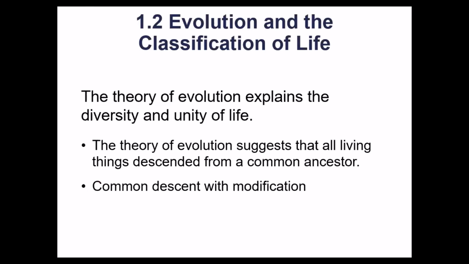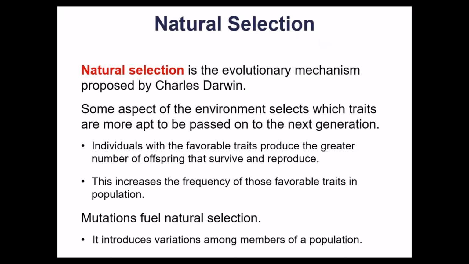All right, and so section 2 introduces you to the evolution and classification of life. We're mainly going to talk about classification here. There's a whole other unit eventually about the theory of evolution. We'll look at that as we go through. One of the things we'll mention here is natural selection. This is a mechanism proposed by Charles Darwin that says that some aspects of the environment help to select which traits seem to be more apt to be passed on to the next generation.